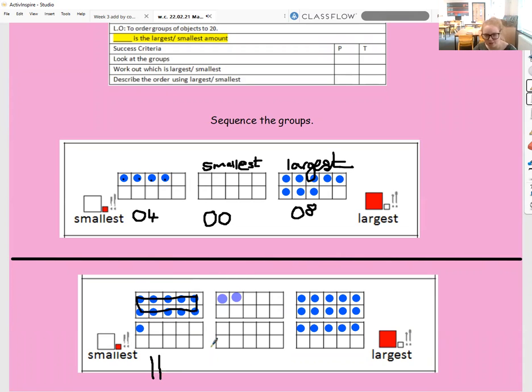Fantastic. Let's look at my next number. How many complete tens frames do I have? How many tens frames do I have that are full? There are 0 tens frames that are full. How many tens frames do I have then that have counters in that are not full? I can see 1 here. So this is my ones. How many ones do I have? I have 1, 2 ones. So 0 tens plus 2 ones equals 2. So we've got 11 here and 2 here.